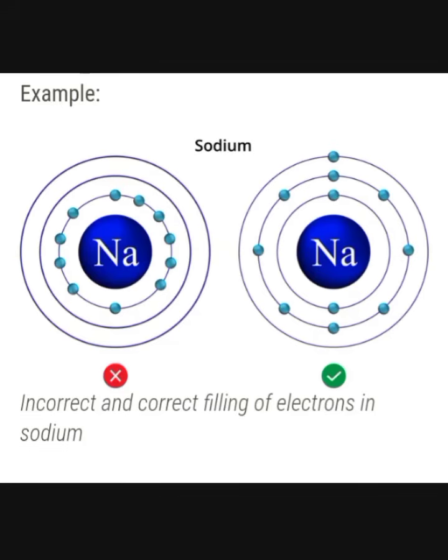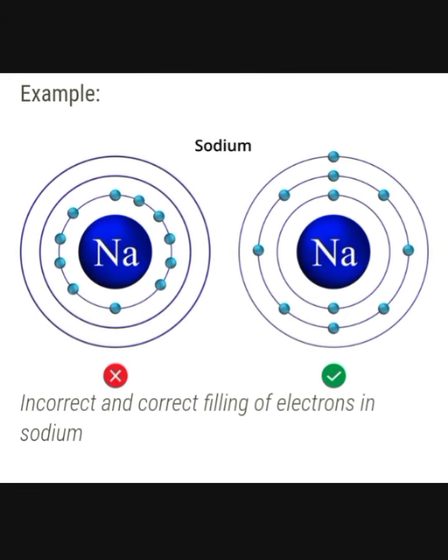Now this is the sodium atom, which has 11 electrons. We have 2 configurations here. The first one, which has the red sign, is bad. That means it's not correct. Then the second one is good. Why is it good? Now let's explain.